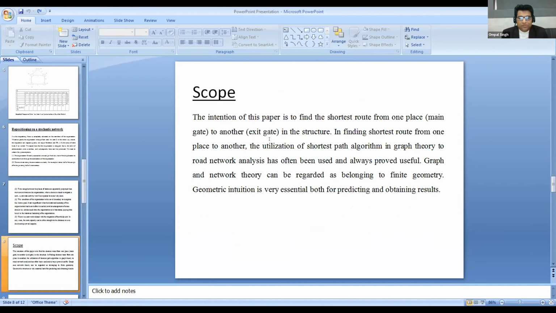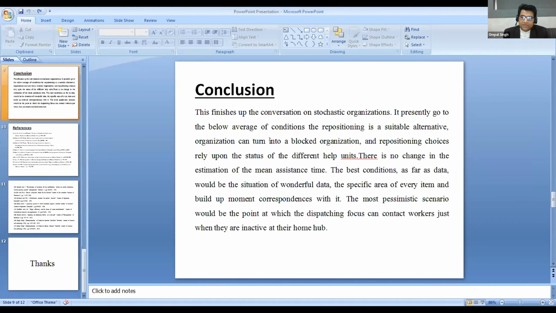That is the scope of this paper. The objective of this paper is to find the shortest route from one place to another place in the network. For finding the shortest routes from one place to another, the shortest path algorithm in graph theory and road network analysis has often been used and has always proved useful. Graph and network theory can be regarded as belonging to a finite geometry. And last is the conclusion.